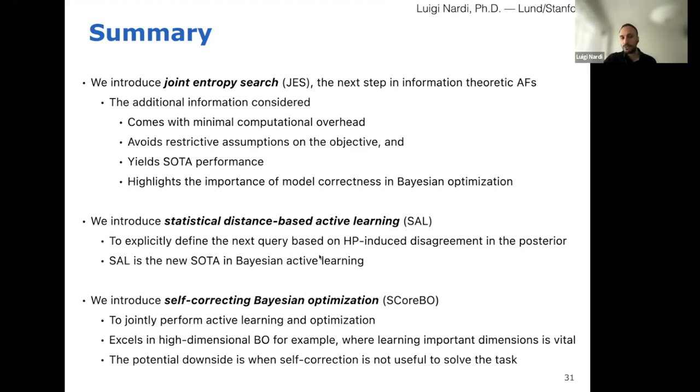And then we use SAL in the context of a new method, which is a self-correcting Bayesian optimization method, where you jointly perform active learning and optimization together. This really pays off when you have problems like SASBO in high-dimensional BO, where you really benefit from learning the hyperparameters first instead of going straight to the optimization part. Of course, the potential downside is that for applications where you don't need a very accurate model, you will pay the price.